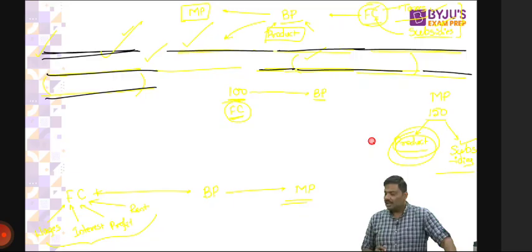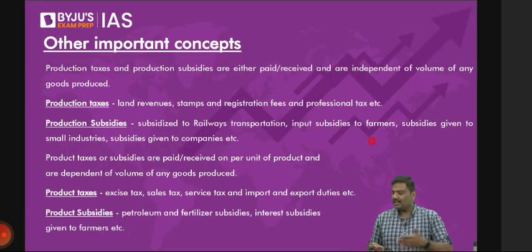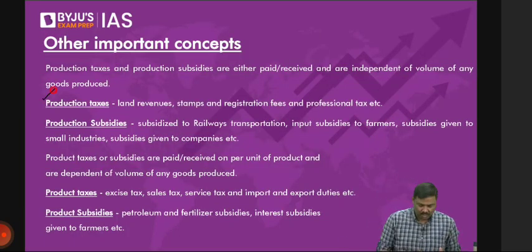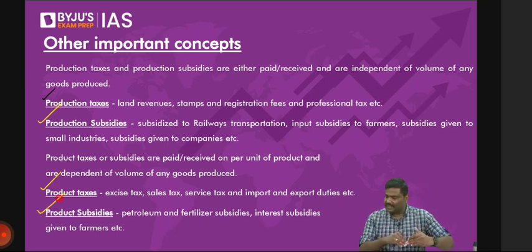Have a look at this. What is included in what? The whole idea is given here. In case of production taxes, what is the meaning? In case of production subsidies, what is the meaning? Product taxes, product subsidies. What are the examples of each of them I've given here? Please go through it.